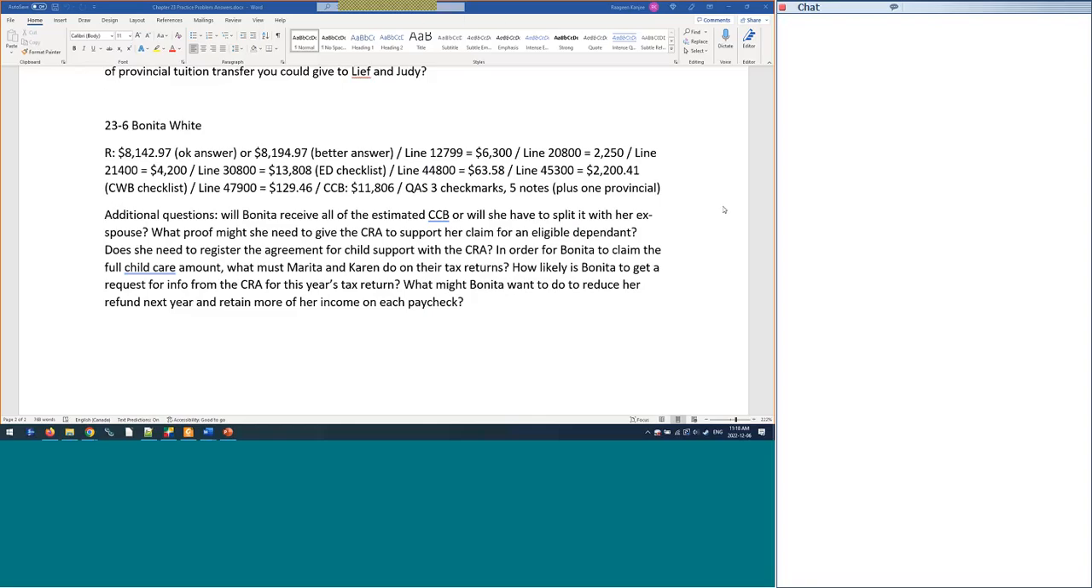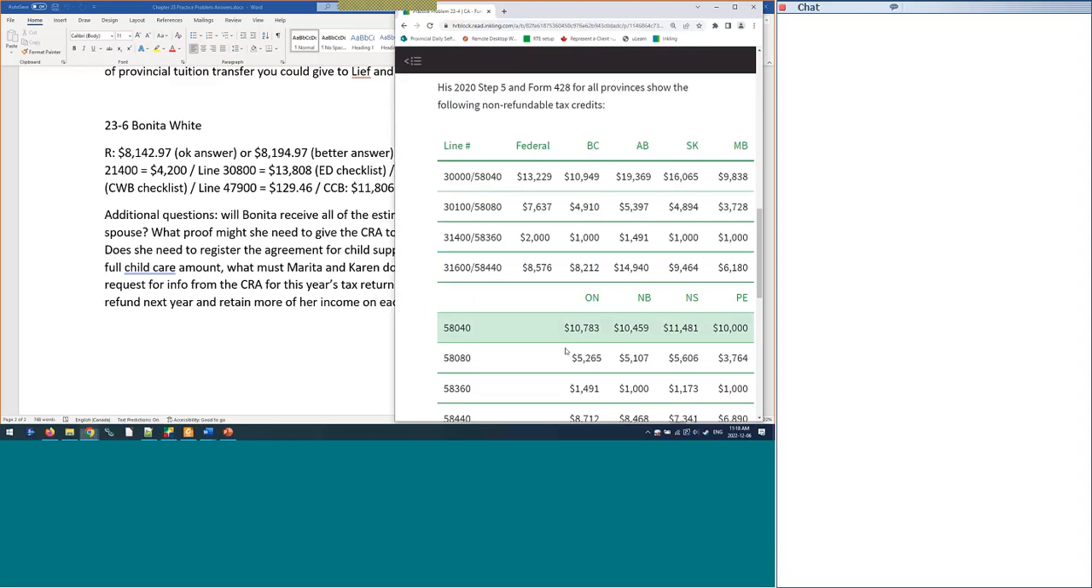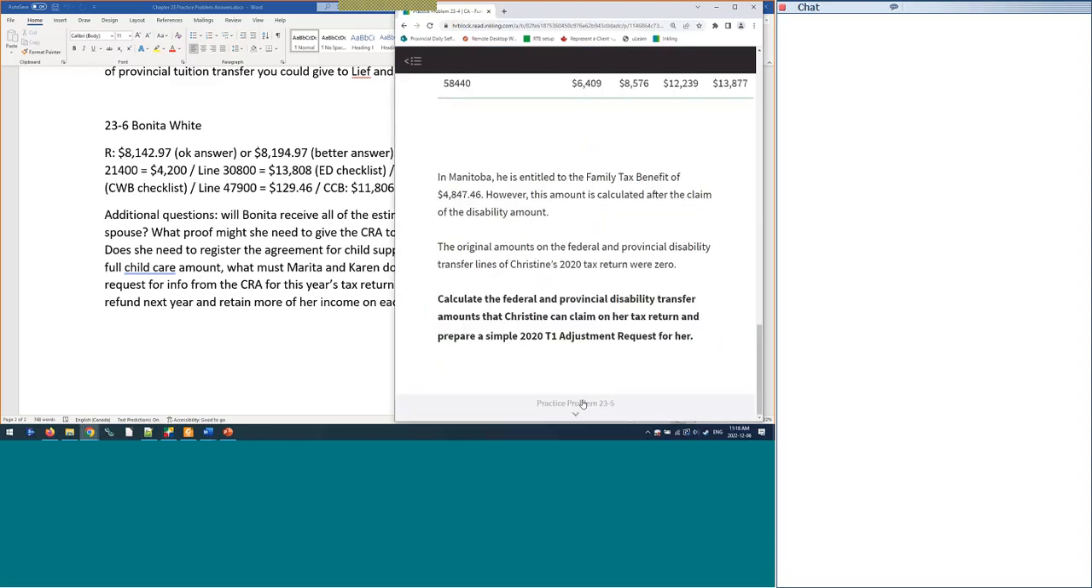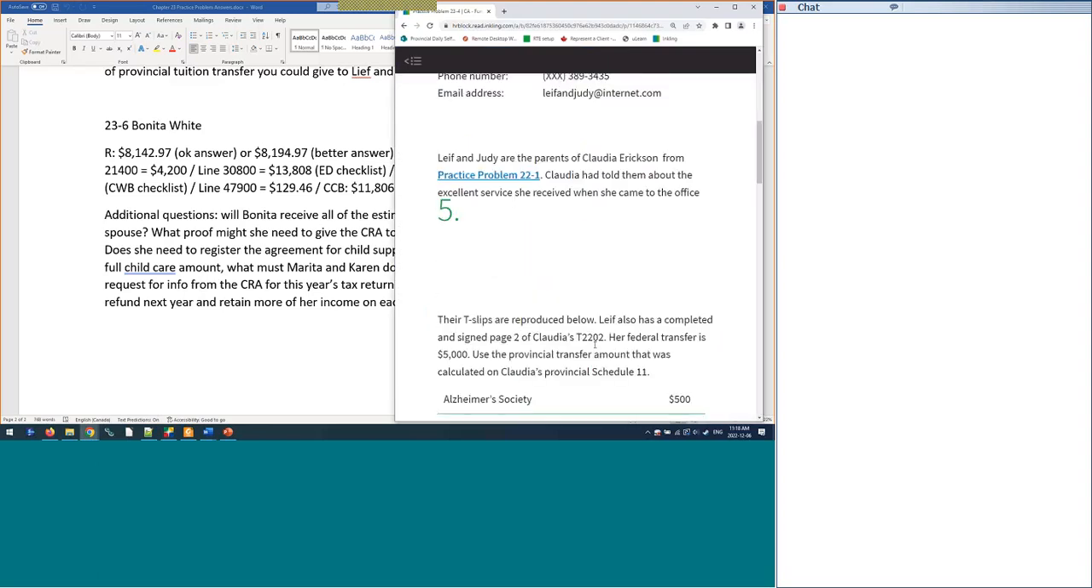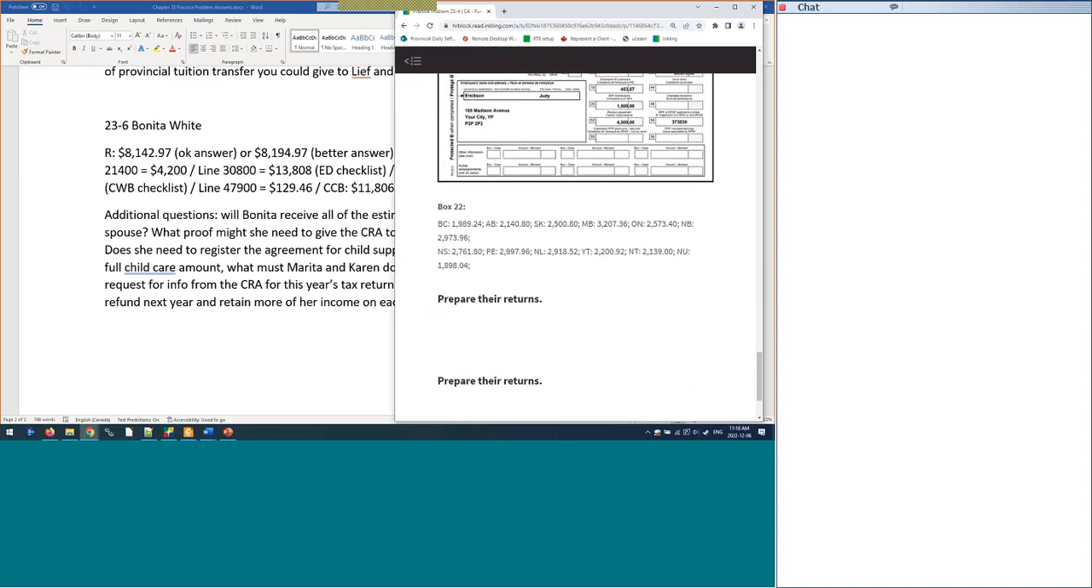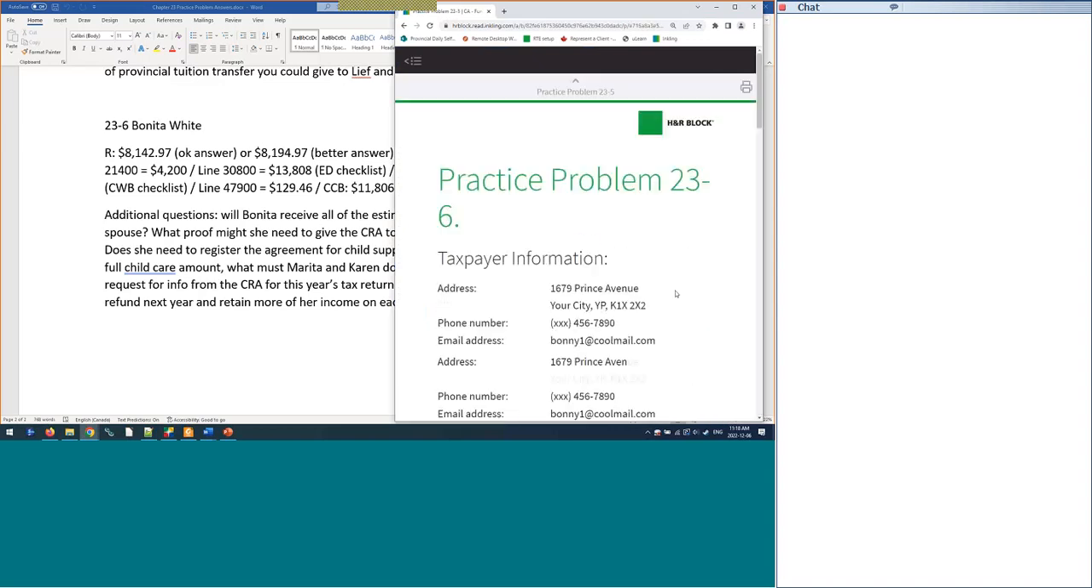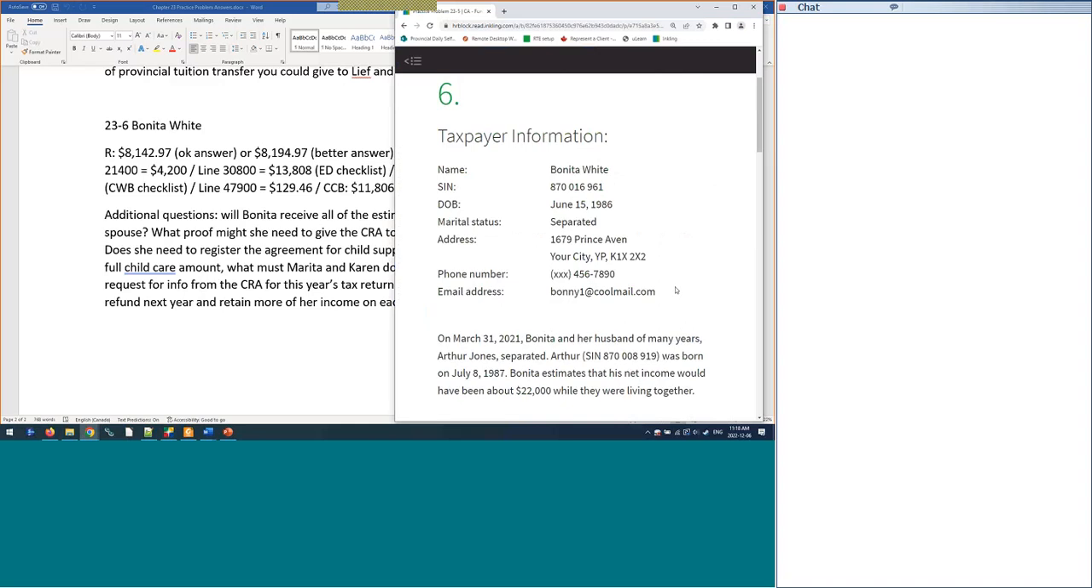So this is a review just of the last one, which is Bonita White. It is practice problem 23-6. I have the answers for your file here that were sent out ahead of time. And let's jump into the textbook and take a look at the problem itself. So I'm going to jump ahead here to the very last one that we have, and we're going to refresh ourselves with the file. So we have Bonita White.